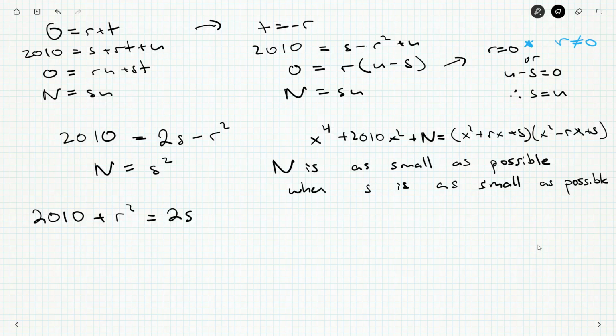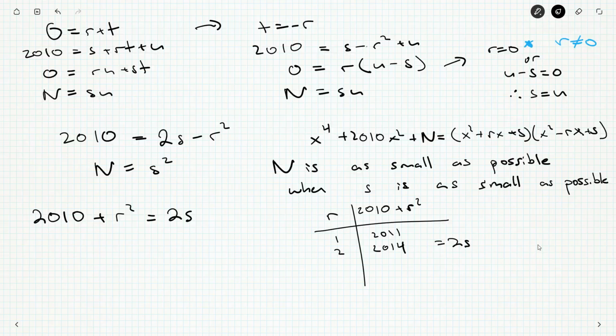But we want to start looking... We really just need 2010 plus a square, a non-zero square, to be equal to an even number. Okay. Now, if r were 0, yeah, we could get s is 1005. Okay, but they said r can't be 0. So, just very quickly, this isn't going to take us too long, but we just need this to be even. Right? So if r is 1, well, we get 2011. So, not even. If r is 2, well, we get 2014. Let's add on 4. Okay, so therefore, the smallest 2s is going to be when r is 2, and s is going to be 1007.